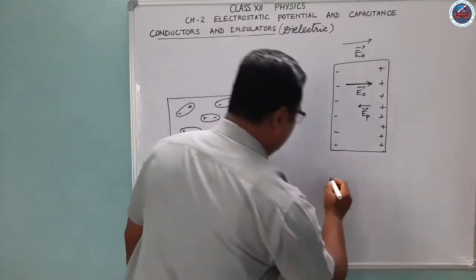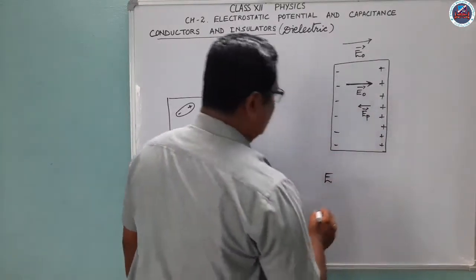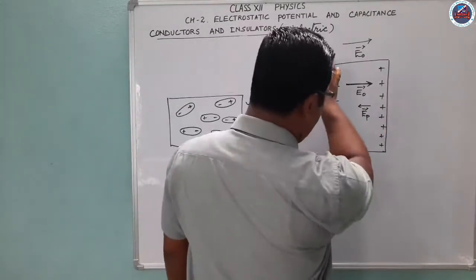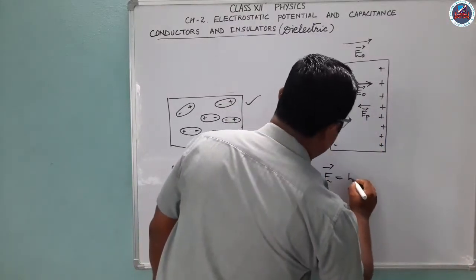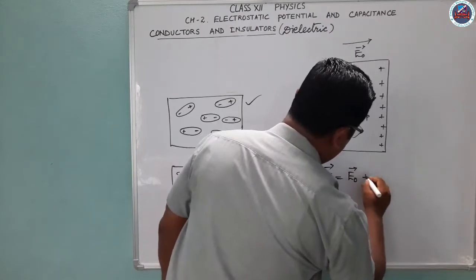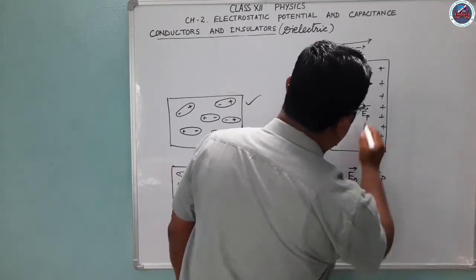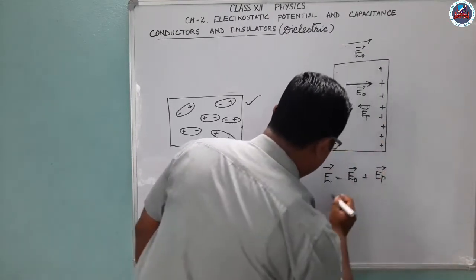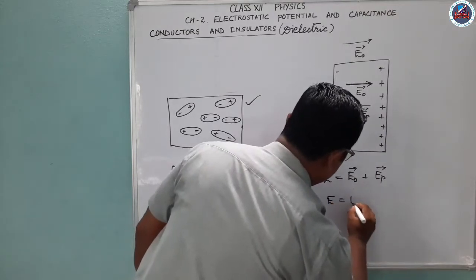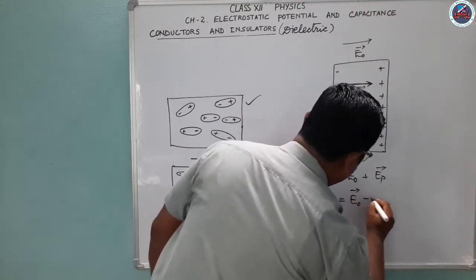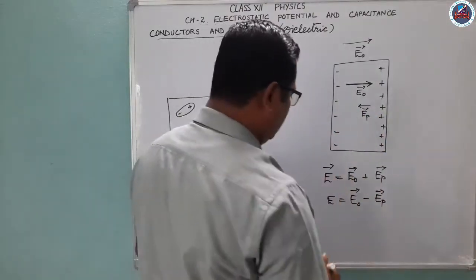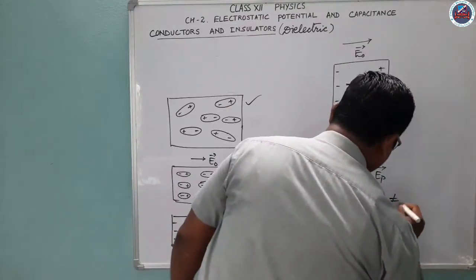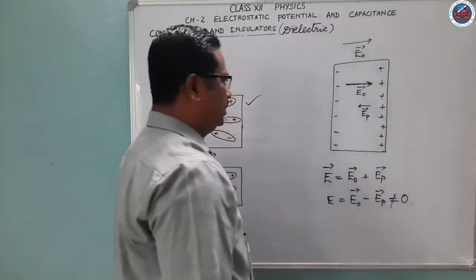The resultant electric field intensity inside a dielectric will never be zero. In vector form, we write this as E0 plus EP. But in scalar it will come out as E0 minus EP, as EP is in the opposite direction, and this will never be equal to 0 in a dielectric.